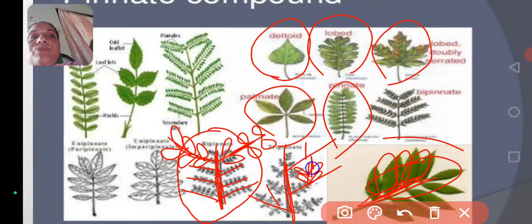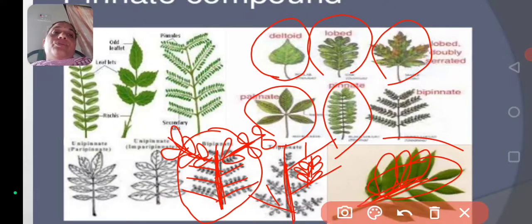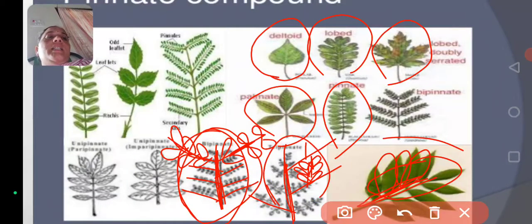Here you have to use the term leaflets, not the term leaf. In a compound leaf, the total part is called the leaf, and in the leaf the small leaves are called leaflets. So you have to use the term leaflets in place of leaf. Okay, so in compound leaves you have to use the term leaflets. So this is bipinnate and this is tripinnate.